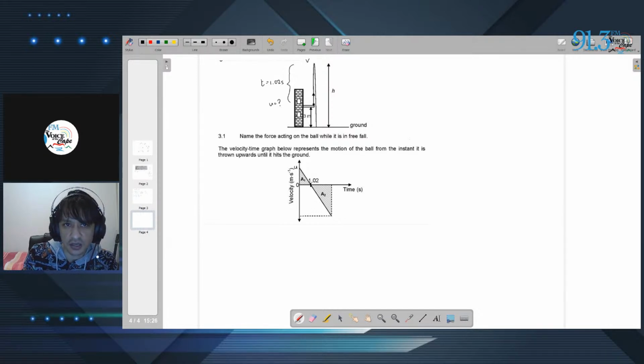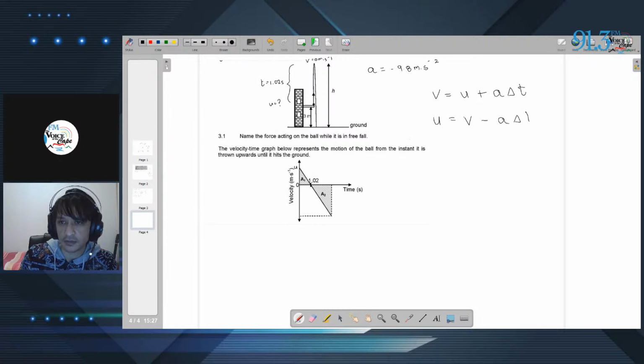We know that our v over here is 0 meters per second at the peak. We know that acceleration is negative 9.8 meters per second squared because the acceleration is downwards. And what else do we have? We've got time, we've got that, we've got that. Lovely. So we can just go ahead and substitute the values in. v equals u plus a delta t, and delta t is 1.02 seconds. Now we need to make u the subject of the formula because that's what we're trying to find. So u is equal to v minus a delta t.